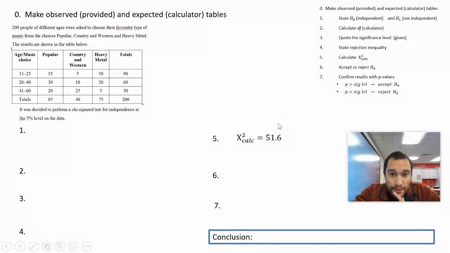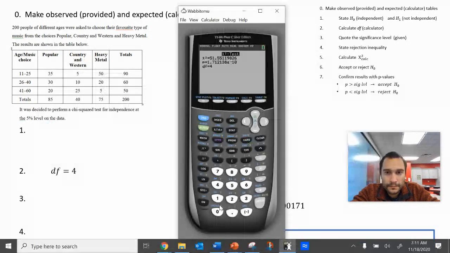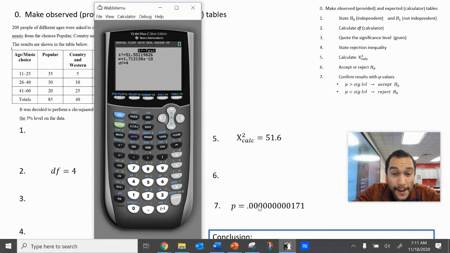So I have 51.6. It gave it to me. I have DF of 4, and I have my p-value. Now notice in your calculator, the p-value is 1.712138 E to the negative 10th. That means times 10 to the negative 10th. So that's why I got 9 zeros here. I had to move the decimal point over 10 spots to the left. So just by doing the chi-squared test, I'm on steps 2, 5, and 7.